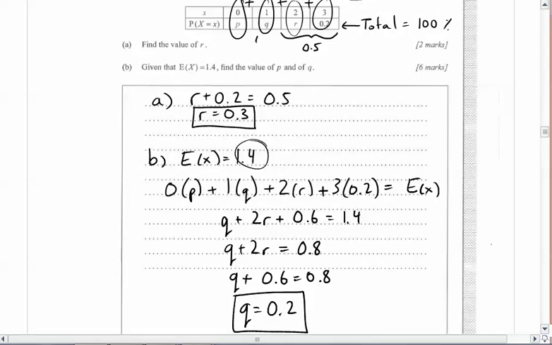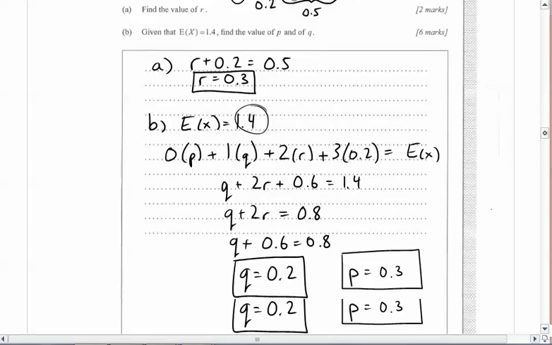So this one's 0.2. This one is 0.3. So altogether I've got 0.5. So p must also be 0.3. And then I get 100%. Because I need all of my values to add up to 1. 0 and 1 are 50% of the values.